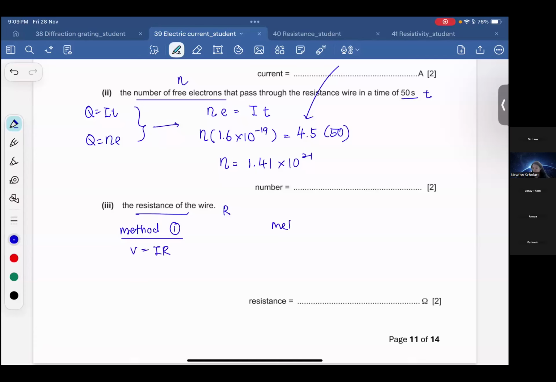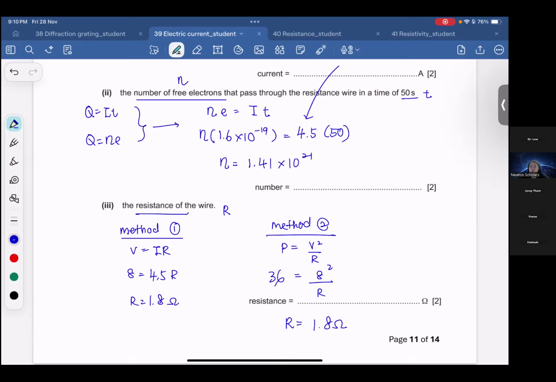For method 2, I can use power to do the calculation. P equals V squared over R. Yes, correct. Or you using other formulas also can. Here, V equals the current 4.5 times resistance. Resistance is 1.8 ohm or 1.78 ohm. For this one, the voltage is 8, so V squared divided by resistance, the power is 36. So your resistance should be 1.78 or 1.8 ohm.